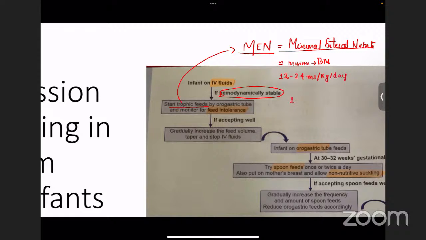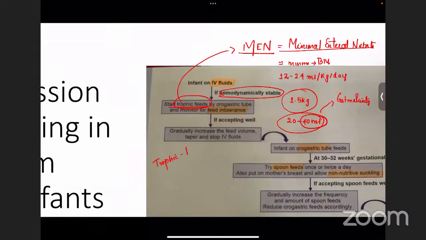Normally this kind of babies will be less than 1.5 kg only. So as a whole, they will receive around 20 to 40 ml only per day. This is the total quantity they will receive. But what it does is help in gut maturity, because it acts as a trophic. What is trophic? Trophic is nothing but something which helps the gut villi to grow and attain maturity, by this trophic factor, which is trophic feed, known as MEN.